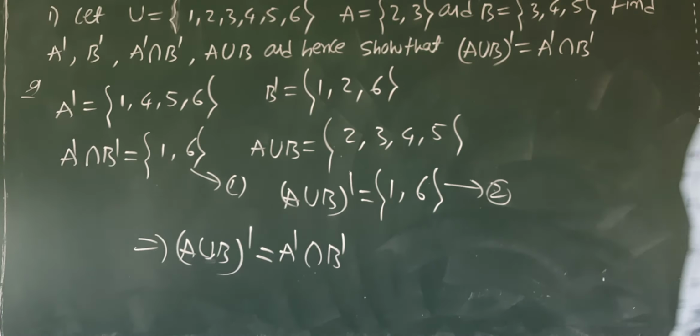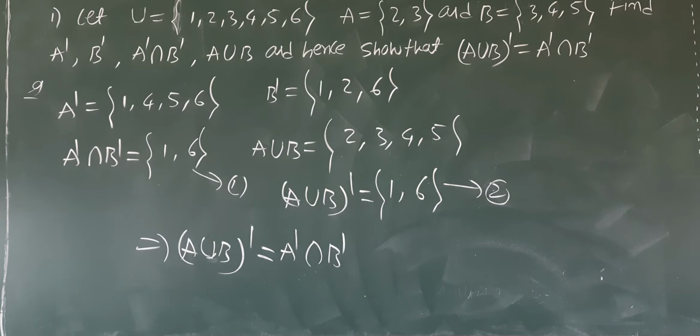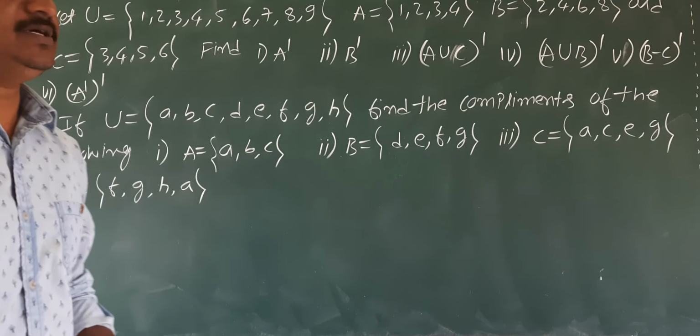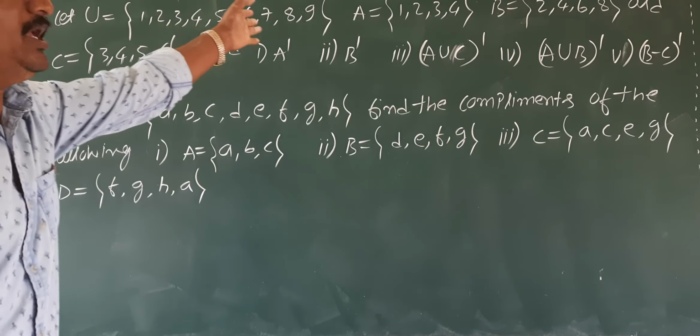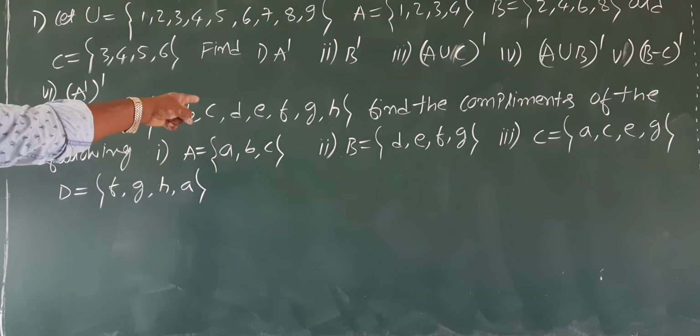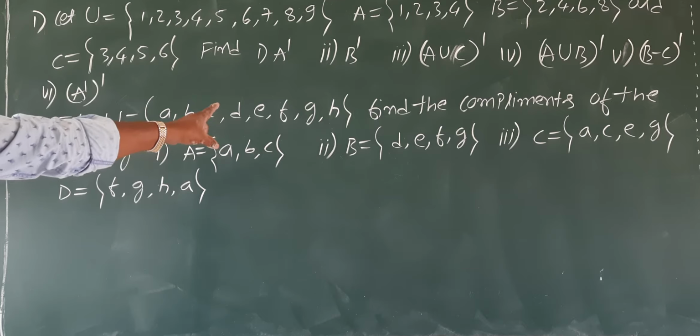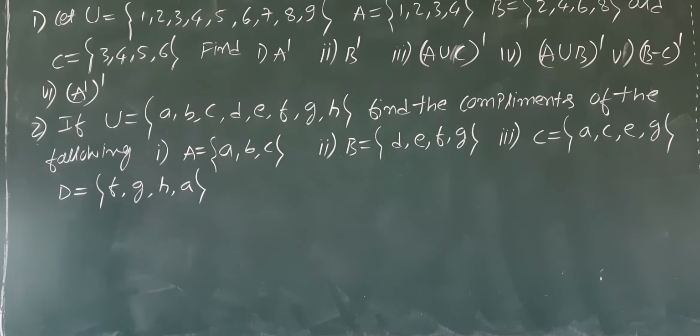Let us go for solving one more question. Look at this one more simple question, students. That first question I only explained. Second one you solve on your own, by yourself at home. I won't solve that second question. You find the complements of the following: finding A dash, B dash, C dash and D dash.